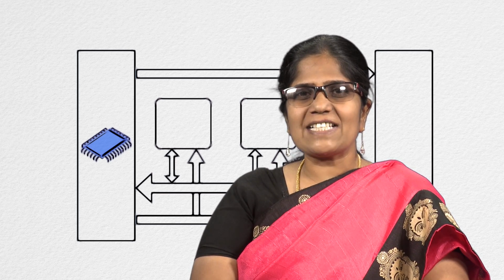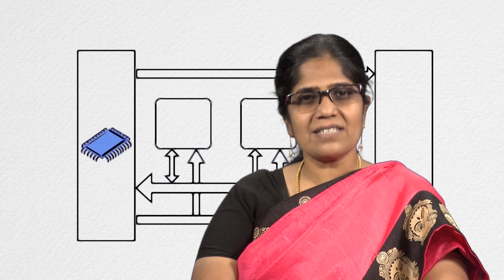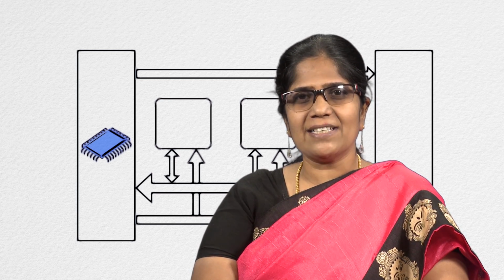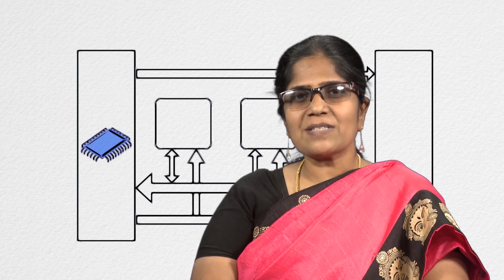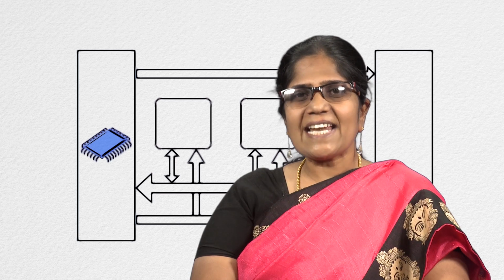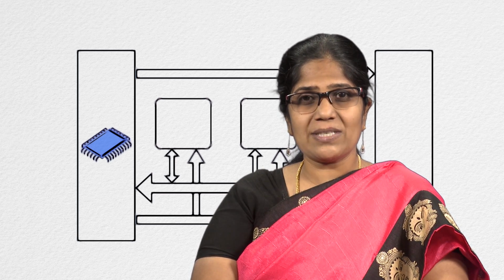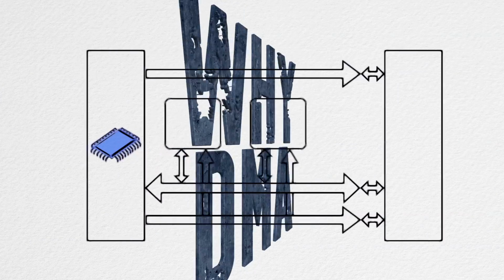The transfer of data is first initiated by the CPU. During the transfer of data between the DMA channel and input-output device, the CPU performs other tasks. When the data transfer is complete, the CPU receives an interrupt request from the DMA controller.